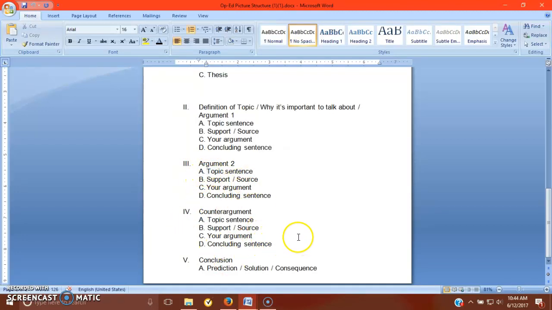The counter argument has the same paragraph structure, it's just obviously about different topics. So this would also be a great place to include research, because typically if you are countering an argument that is familiar to you, then you don't have that kind of insider's input to argue for the opposition.